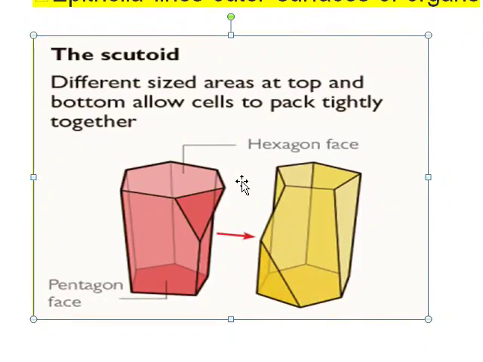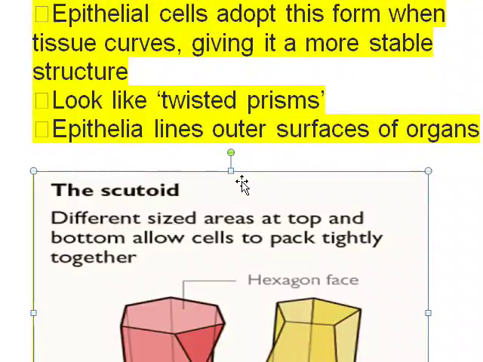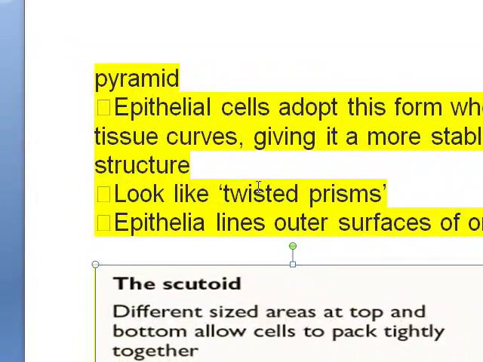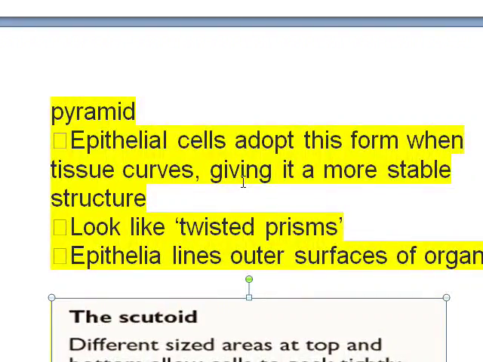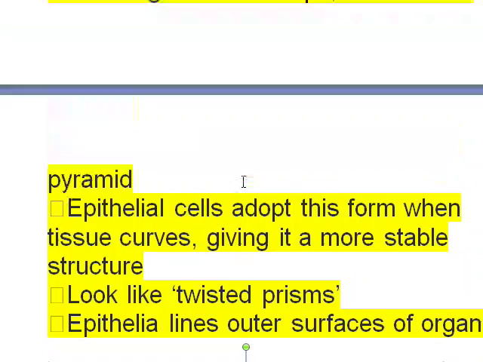You can see the scutoid. It has different sized areas at top and bottom, which allows cells to be packed tightly together. The upper is a hexagon face and the lower is a pentagon face. So you can see the lower structure and upper structure. It is a twisted prism, and epithelium lines the outer surface of organs, and epithelial cells adopt this form when tissue curves, giving it a more stable structure.